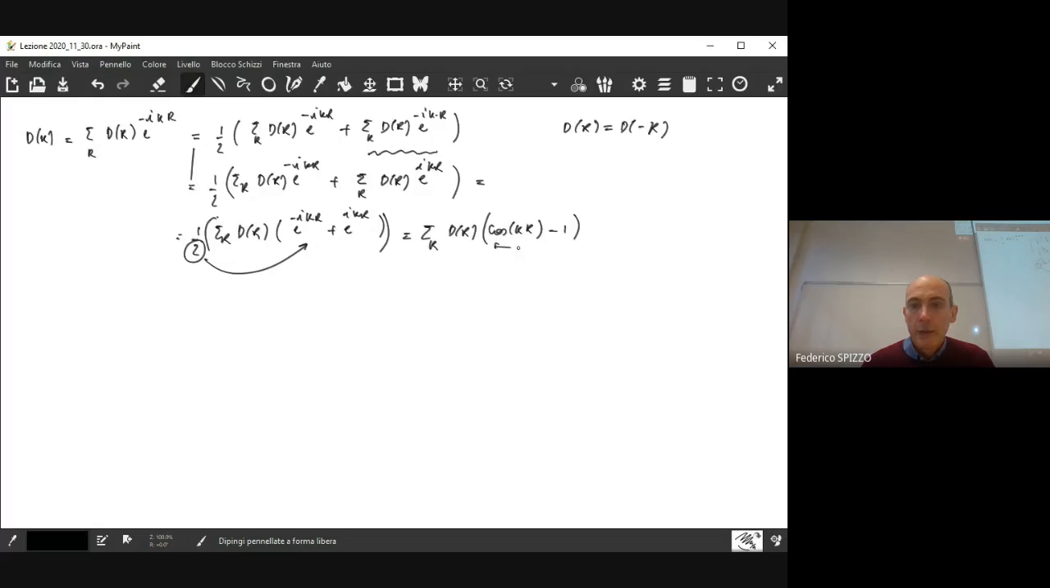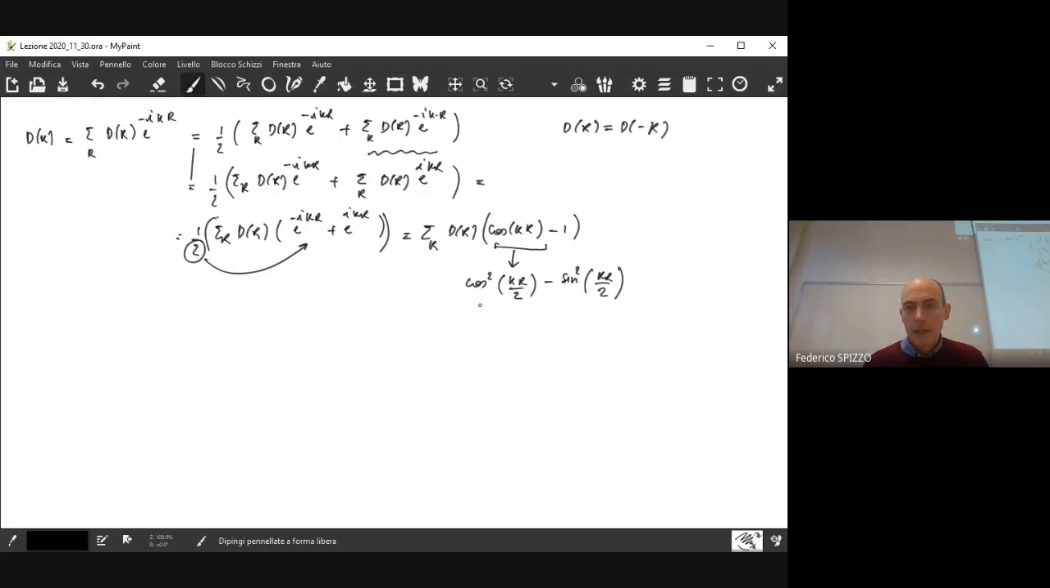In this case, you may also apply, I don't remember exactly, there should be a duplication formula. So the cosine of kr is equal to the cosine square of kr divided by 2 minus the sine square of kr divided by 2. So this is just the general property of the trigonometric functions.